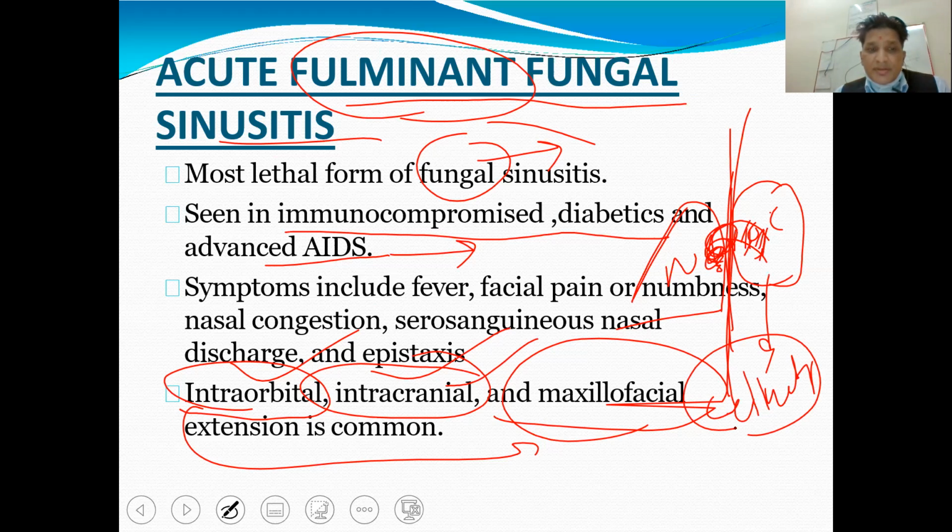And this fungal element has a propensity.